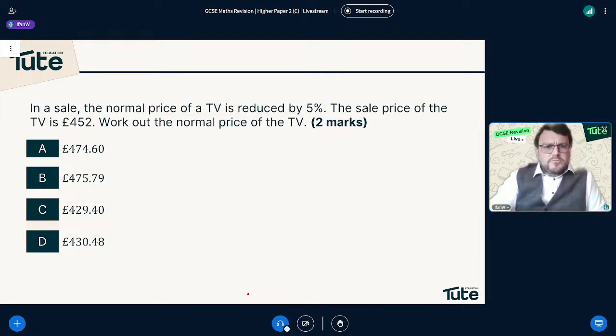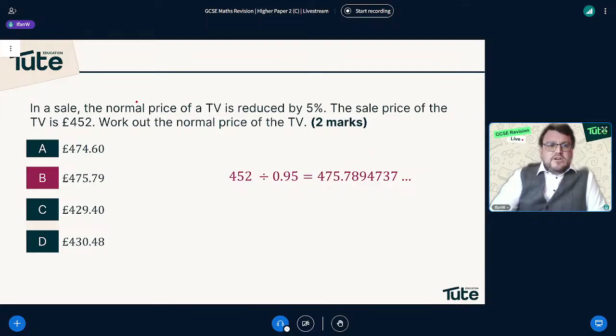Right. In a sale, the normal price of a TV is reduced by 5%. The sale price of the TV is £452. Work out the normal price of the TV. Is it A? Is it B? Is it C? Or is it D? I'm going to go through the answer with you now. Right then. The answer is B.